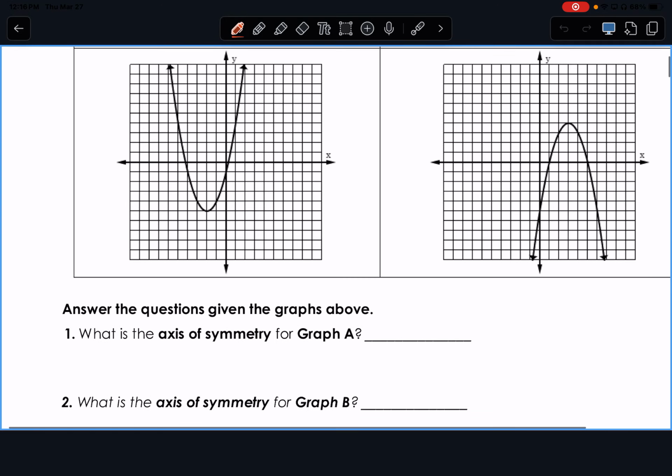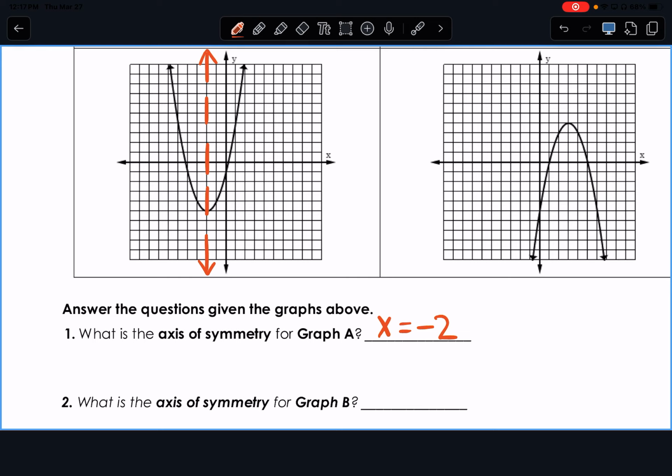-2, -5. Or just the axis of symmetry. X equals -2, because it is that line that goes through here, which is the equation x equals -2.